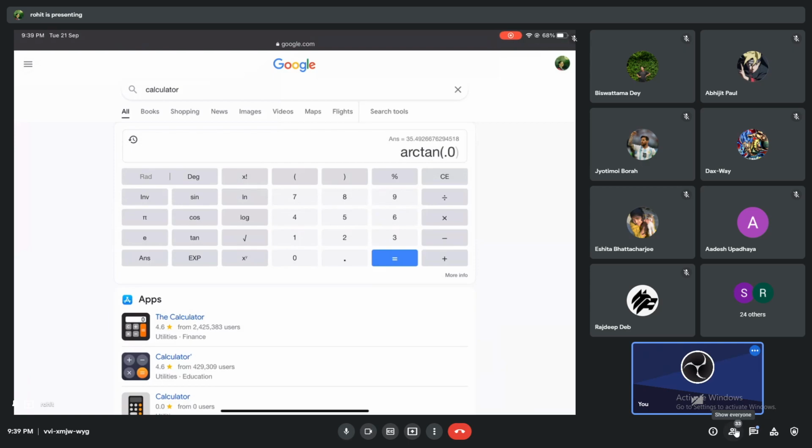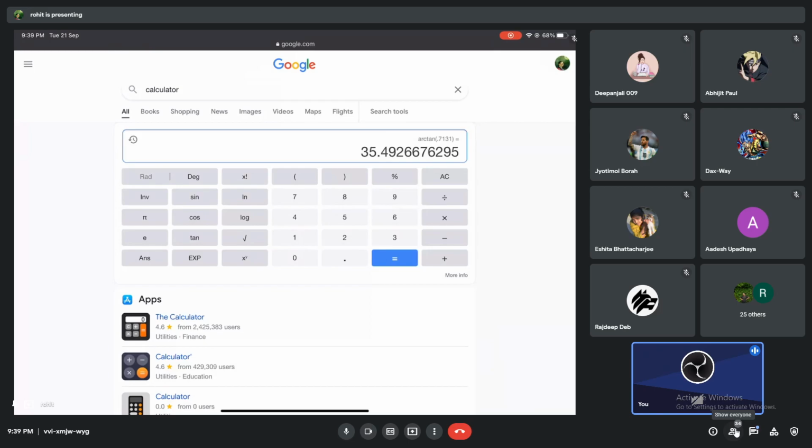Where's the delete button? Can you find a delete button here? No. Okay. Oh yeah, that one. So 0.7131, something like that, right? Then I'm just going to press the equal to sign.